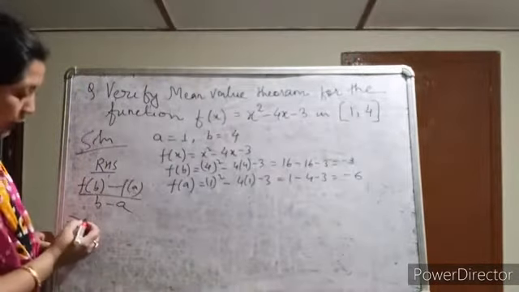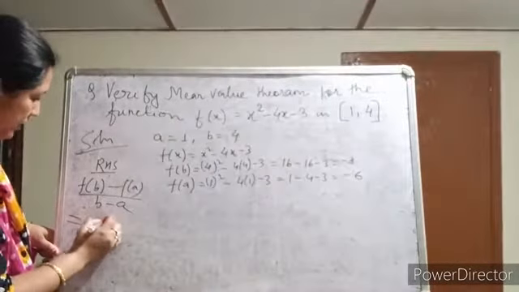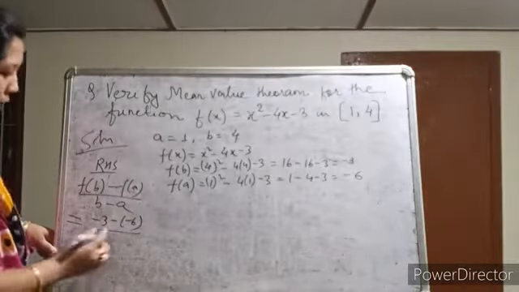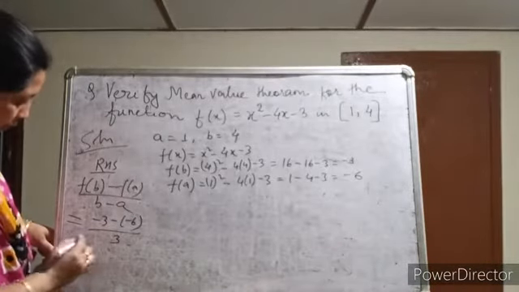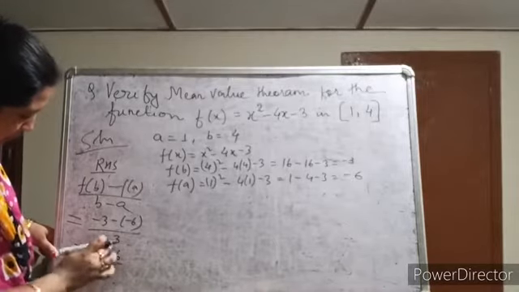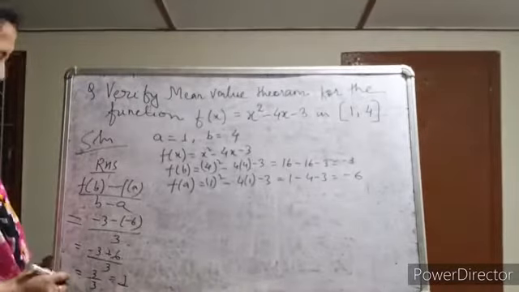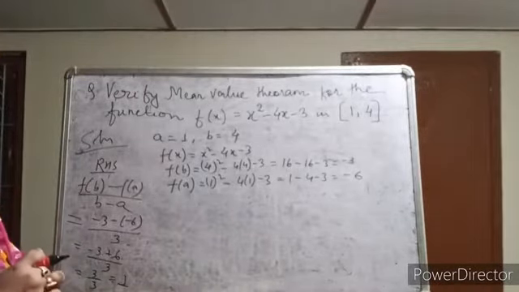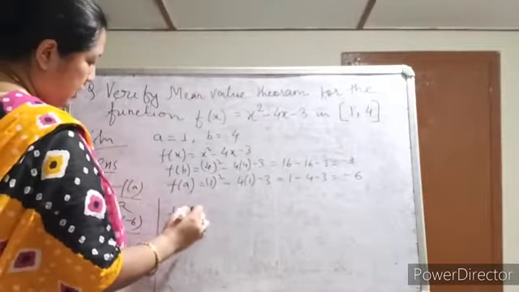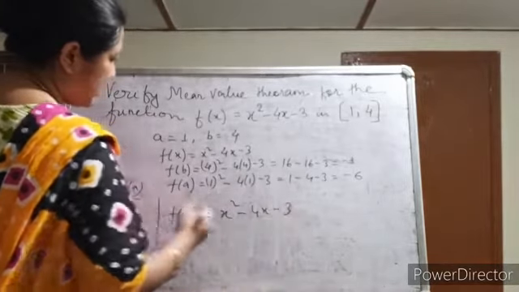Okay. So here you can simply put the value: f of b is coming to be minus 3 minus of minus 6 divided by b minus a, that is 4 minus 1 is 3. So what is coming here? Minus 3 plus 6 divided by 3. So it is coming to be 3 by 3, that is equal to 1. Clear?